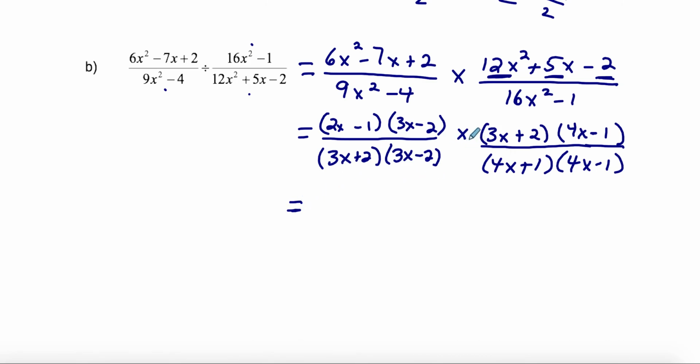Now that it's multiplication, I can cancel terms out vertically or diagonally. Vertically over here. That's not bad. So in the numerator, I'm left with 2x minus 1. And in the denominator, I just can't go any further. I'm left with 4x plus 1. But I need to state my restrictions.